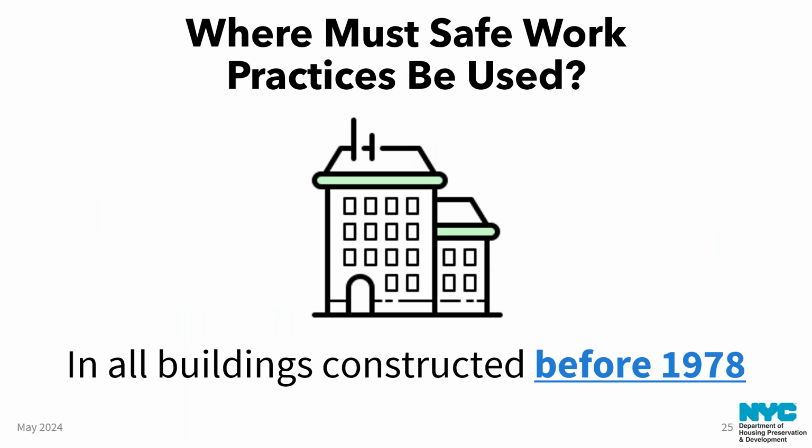Where must safe work practices be used? Once again, in all buildings constructed before 1978. Local Law 1 is a little less broad than that, but for the simple rule of thumb, federal law applies to all buildings constructed before 1978. So if you want to follow federal law, you can go ahead and follow safe work practices. Consider them in any situation where the building is built before 1978.